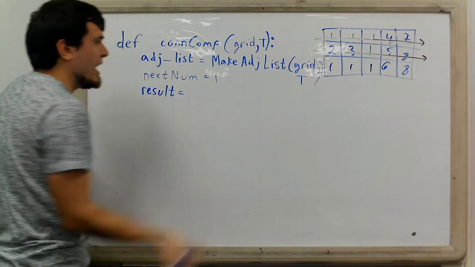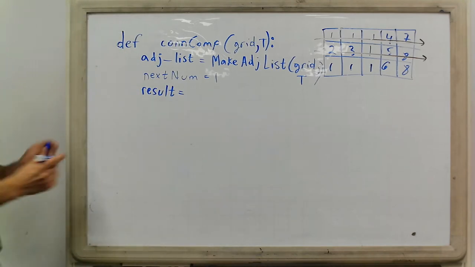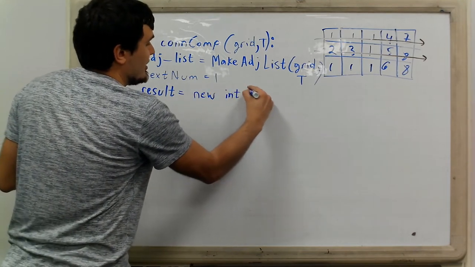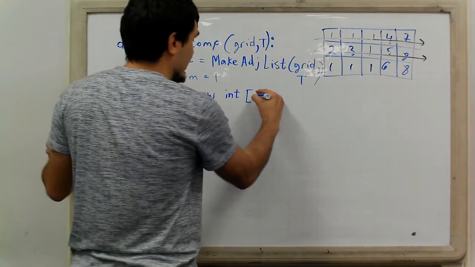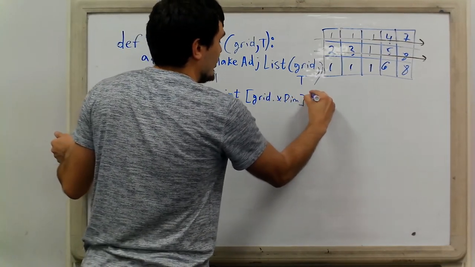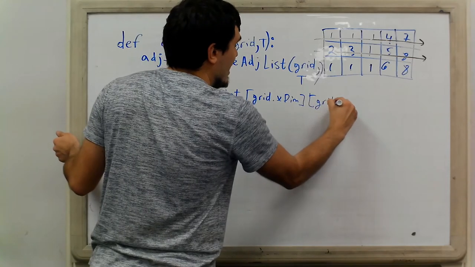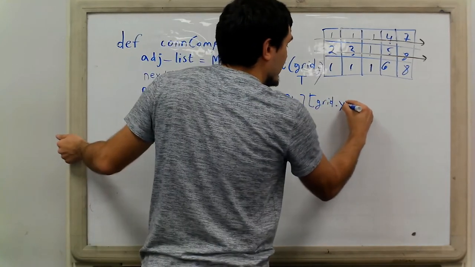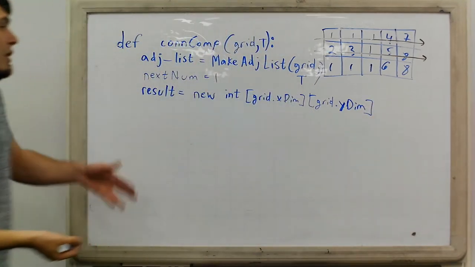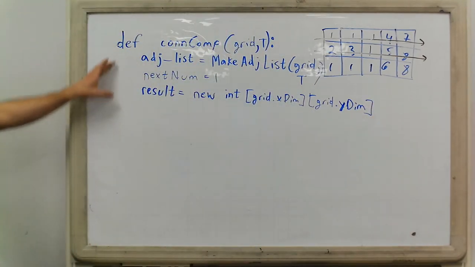and, you know, in Python, the syntax for this is a bit cryptic, so I'll use a more Java-like syntax here. So basically, new int array, grid dot x dimension, grid dot y dimension. So we're basically just copying the dimensions of the grid. This isn't exact Java code either, but hopefully the intent here is very obvious.